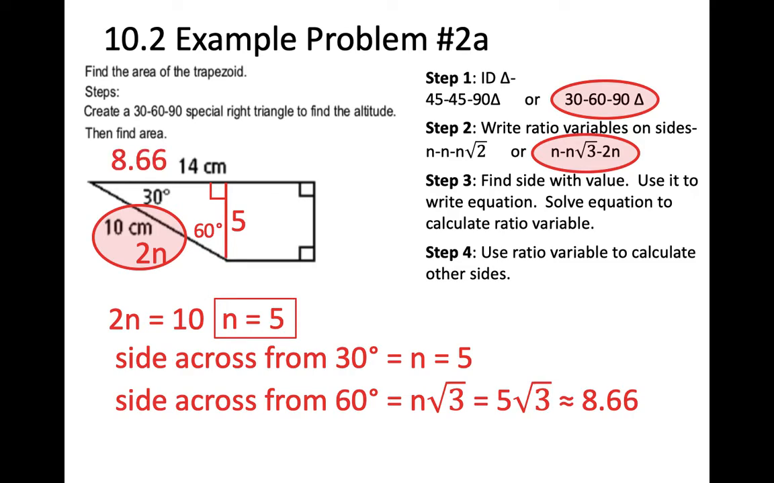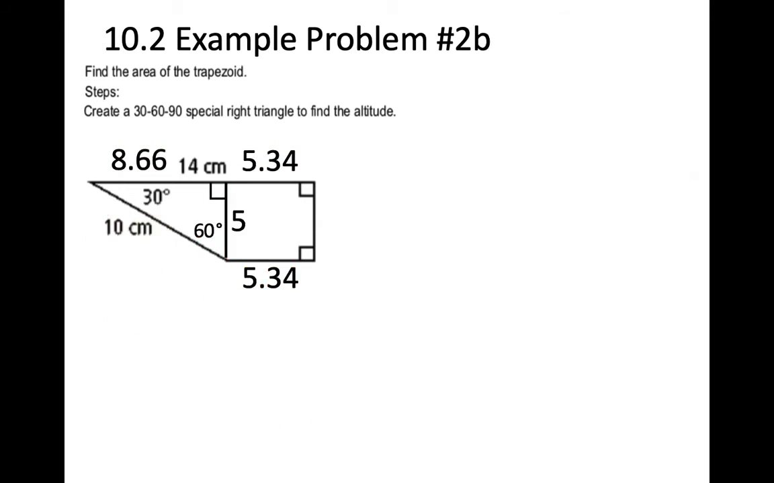And the reason I need that is because I need to find this piece here, x, which is 14 minus 8.66, which gets me 5.34. And the reason I need that one is because I need the piece that is across from it, because that makes a rectangle over on the right hand side. So if this top piece is 5.34, then the bottom is 5.34. Now I have all the sides necessary to be able to solve as a trapezoid. So then I can find the area.